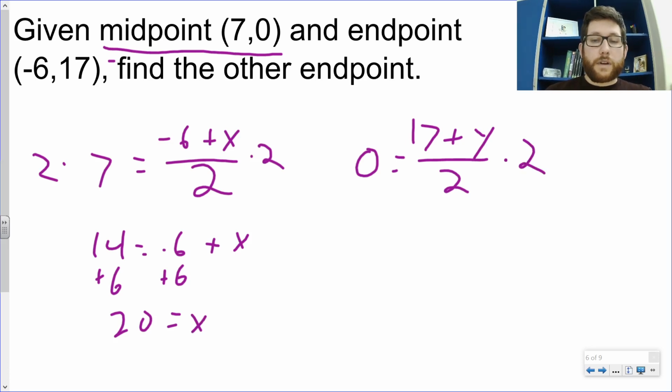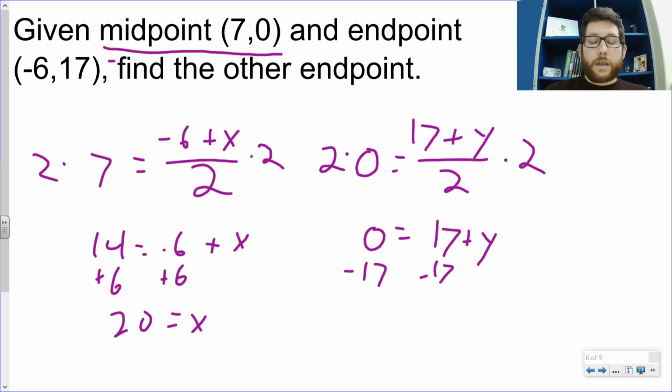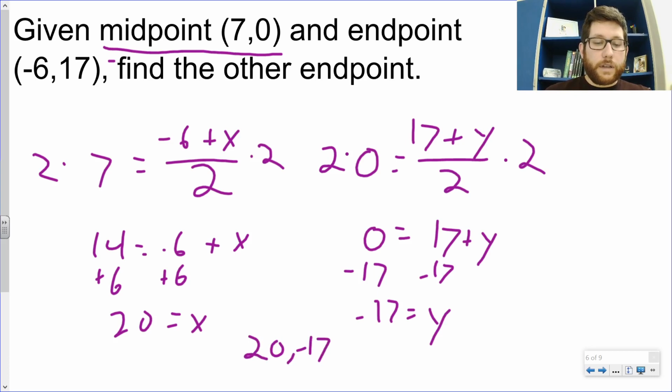Let's do the same thing over here for y. And once you do one or two of these, you start to realize that these all kind of work the same way. And we're going to subtract 17 on both sides. And so I get -17 is equal to y. And so my final answer here is 20, -17. And this would be my other endpoint, 20, -17.